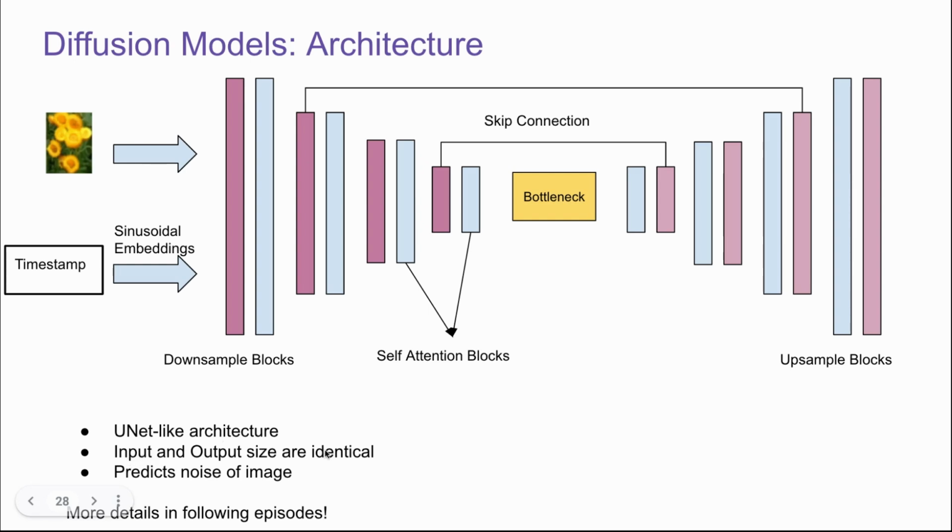The input and output size are identical. And within the architecture, there's skip connection between downsample blocks and upsample blocks. And if you're not familiar with the skip connection, take a look at my transformer videos. There's also self-attention blocks, similar to what we have in the transformer. So this is to predict the noise of image. And also timestamp is passed in as sinusoidal embeddings, again, similar to what we did in transformer. If you want to know more details right now, you can actually check my previous video.